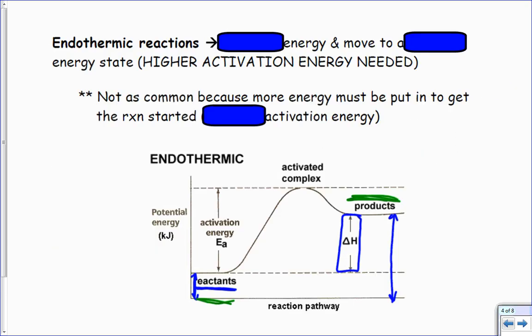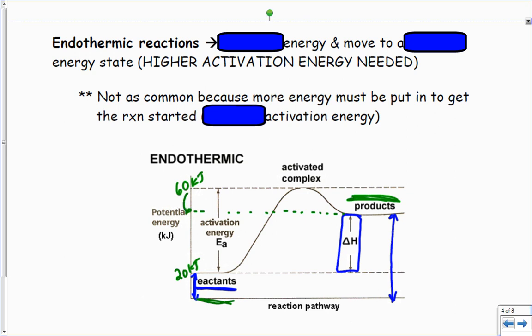So if I was given numbers over here, let's say this is 20 kilojoules, and this is 60 kilojoules. Let's call this 60 kilojoules where the products line is. Then I would do products minus reactants, which would be 60 minus 20. And I would figure out that my delta H equals 40. So I can get a number from these charts if there is a number on my axis.